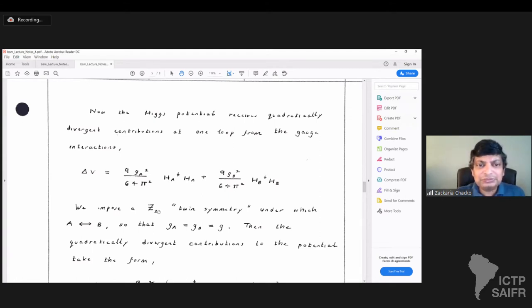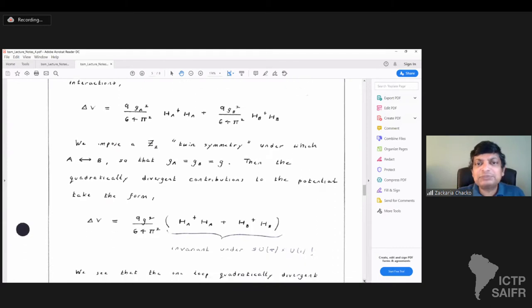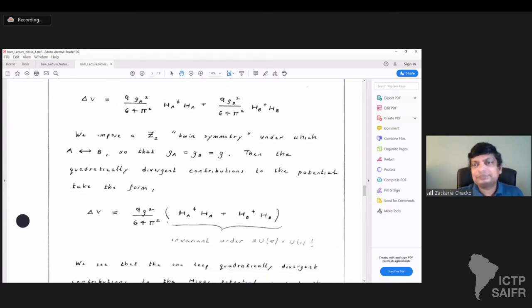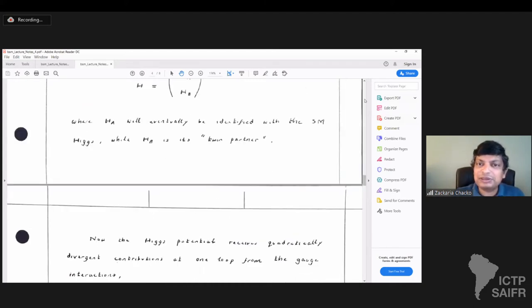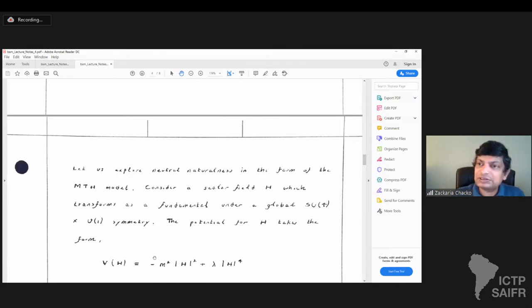And now here's the idea: you impose a Z2 twin symmetry, call it a twin symmetry, under which A and B can be interchanged. So that means that g_A is equal to g_B is equal to g. Then this simplifies and it becomes like this. Again, there's a Λ² that's been forgotten here. But the idea is that this thing is invariant under SU(4) × U(1). This is invariant under the full global symmetry. Remember, this is coming from the gauge interactions, and the gauge interactions break the global symmetry. But in spite of that, the quadratically divergent contributions respect the full SU(4) × U(1). So this term can completely be absorbed into this M² term. This is just a correction to this M² term.